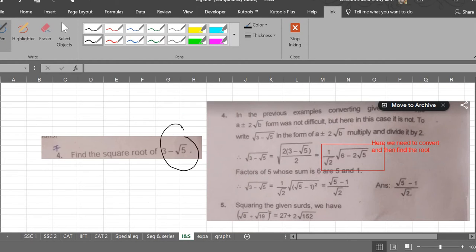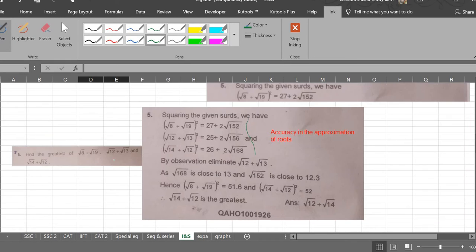Directly I am unable to find the root of this equation, but what I can do is multiply it and divide it by 2. Always have that option, because you cannot take 2 outside from this 5, but you can multiply and divide it by 2. You should consider that option. If you need to find the greatest among these, I try to think to bring something out, but the other option is you can always square. Then we need to approximate. The trick lies in the approximation. If you are sound with your square roots, this is a walk off. It is an easy walk.